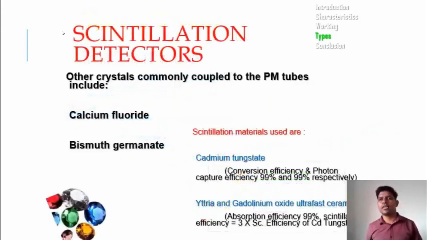Then what scintillator detector materials are used? Crystals commonly used with photomultiplier tubes include calcium fluoride and bismuth germanate. Cadmium tungstate is also used as a scintillator material, and also some rare earth material. You can see yttria and gadolinium oxide ultrafast ceramic, a scintillation material used nowadays, where the absorption efficiency is 99 percent. It means a wonderful response of the detector.